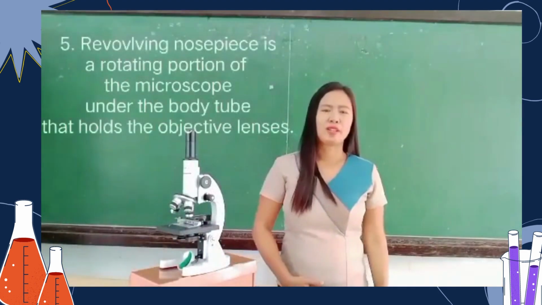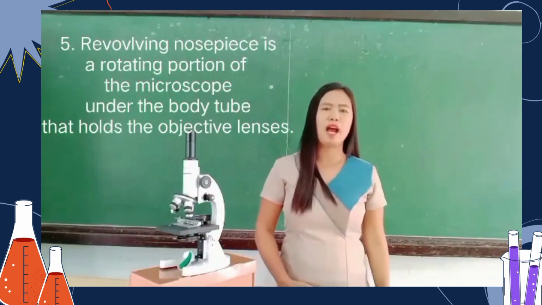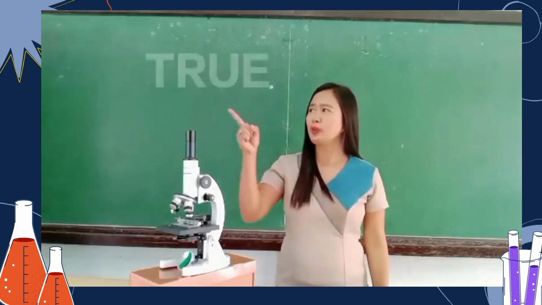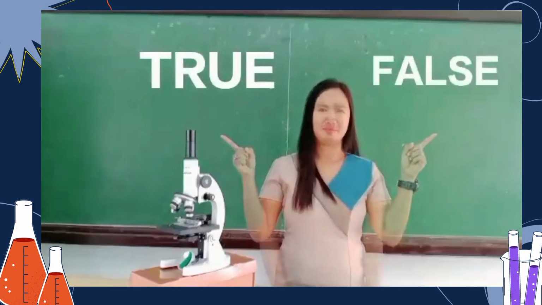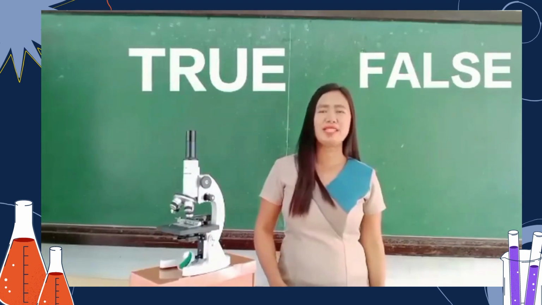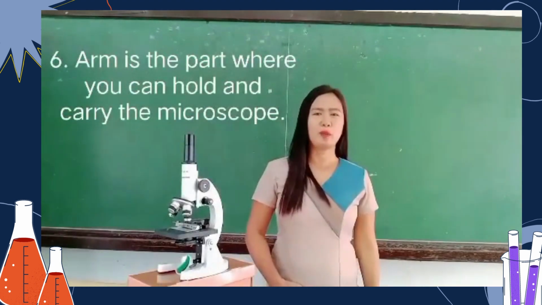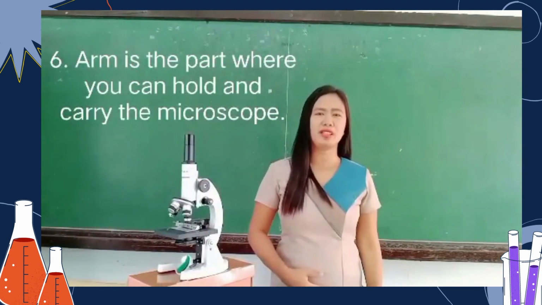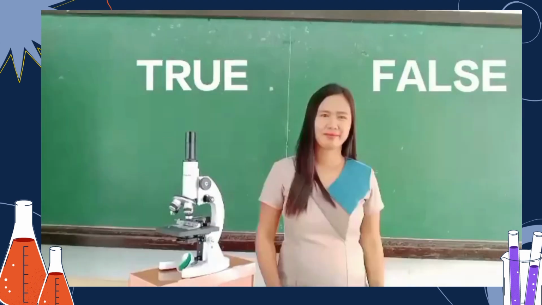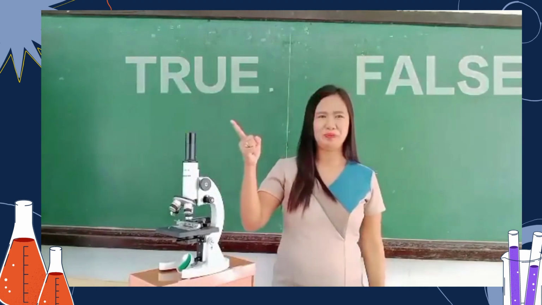Number 5. Revolving nose piece is a rotating portion of the microscope under the body tube that holds the objective lenses. True or false? Yes, you are correct. The answer is true. Number 6. Arm is the part where you can hold and carry the microscope. True or false? Yes, the answer is true.